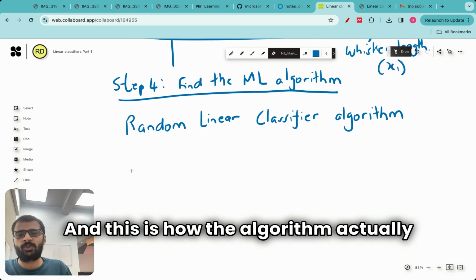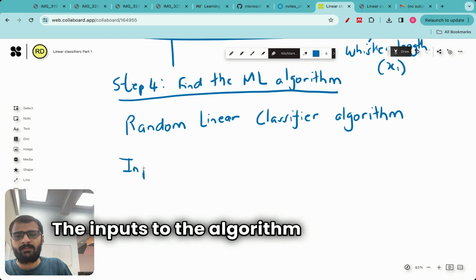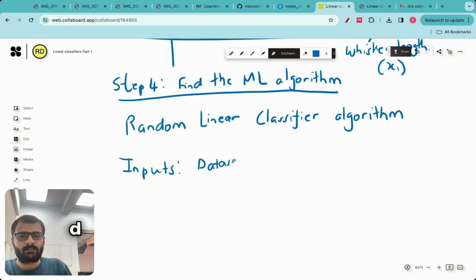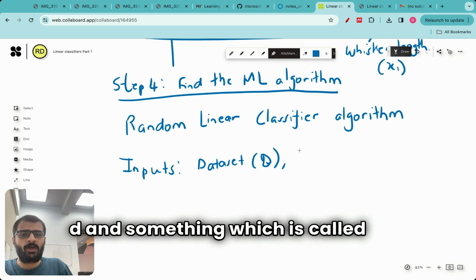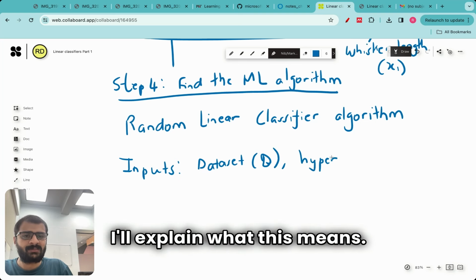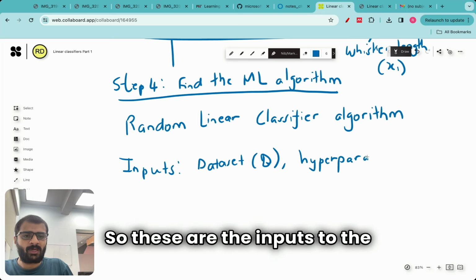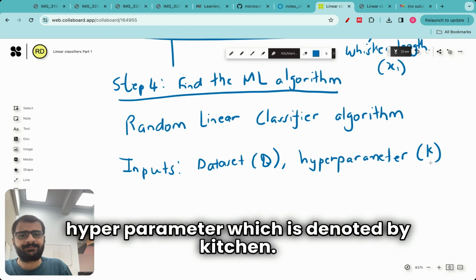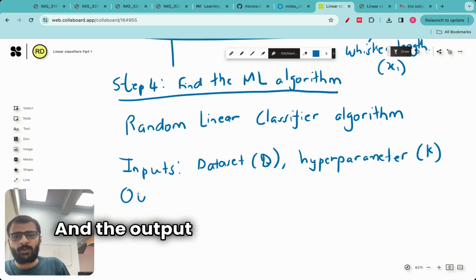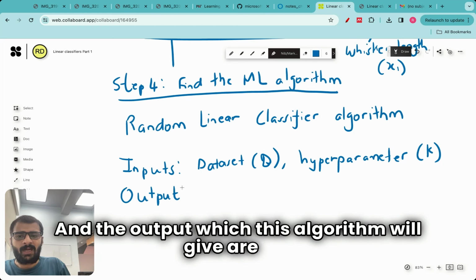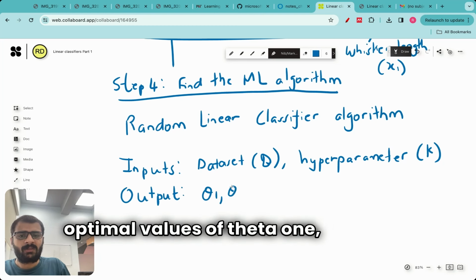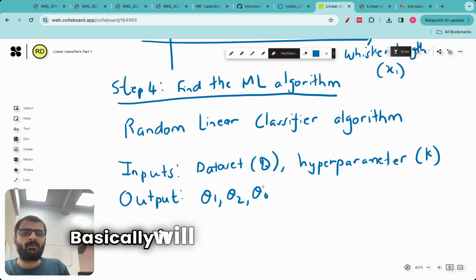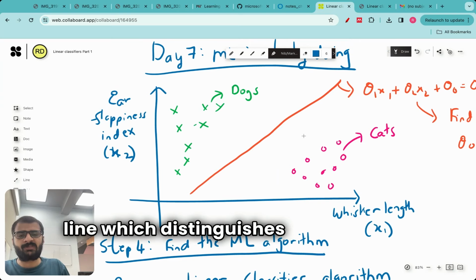This is how the algorithm actually works. The inputs to the algorithm are of course the data set D and something which is called a hyperparameter, denoted by K. I'll explain what this means. And the output which this algorithm will give are the optimal values of theta 1, theta 2 and theta naught. Basically, it will give the best straight line which distinguishes between cats and dogs.